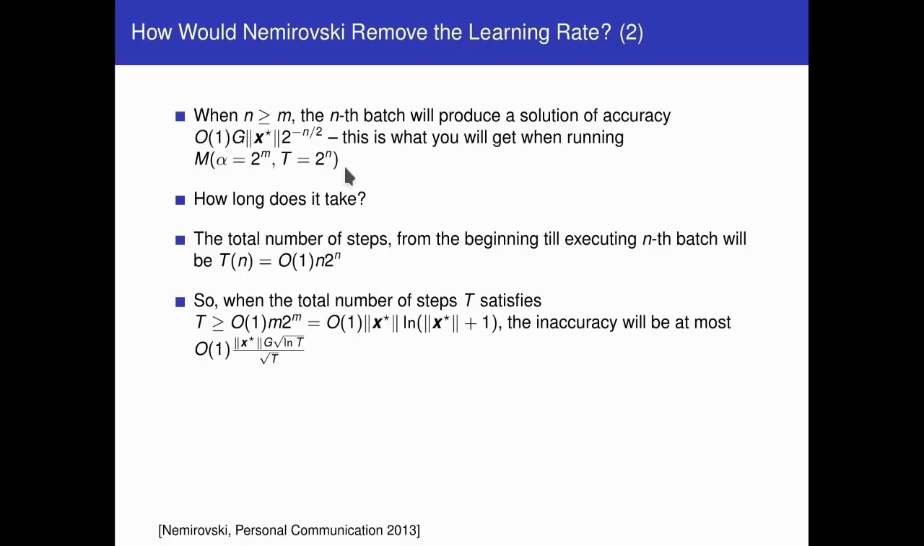Now, this is the right thing to run, but this is not the only procedure that you were running. You were running a bunch of other stuff before running this one. So how long does it take to complete this entire thing? The total number of steps from the beginning till executing the batch number n will be of the order of n 2^n. So if you put everything together, this means that if the total number of iterations is big enough compared to the norm of the optimal solution, this entire procedure will have the same complexity as using one learning rate, but will return you the optimal convergence rate up to multiplicative factors.